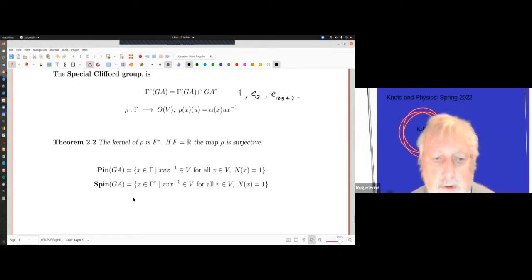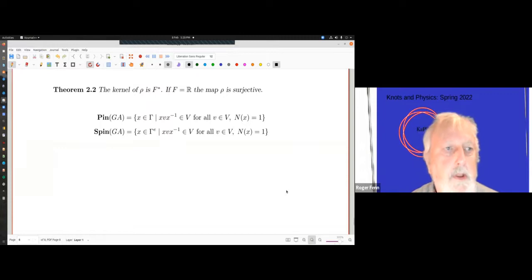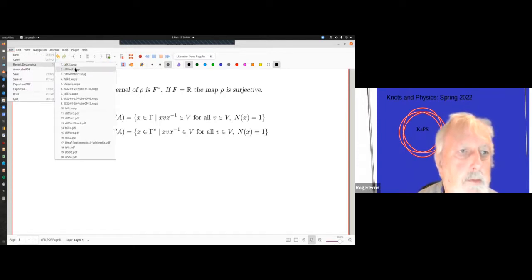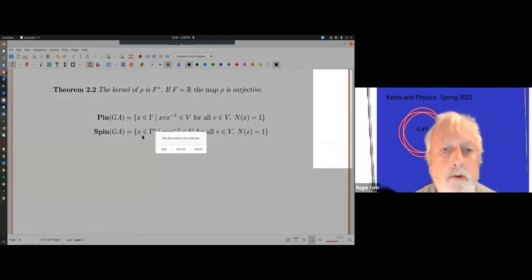Anyway, we're going to define pin and spin again, and I think that's the end of these notes. Now I need to open another.